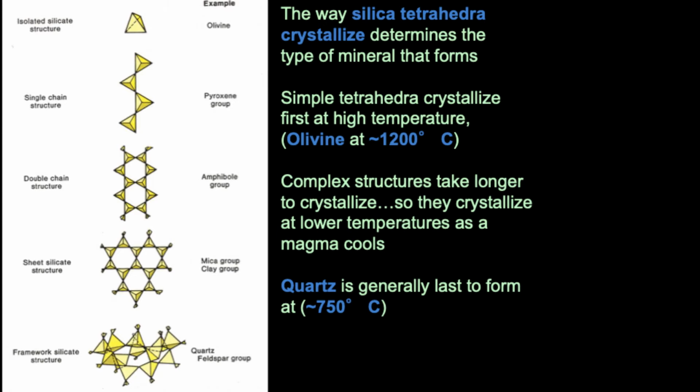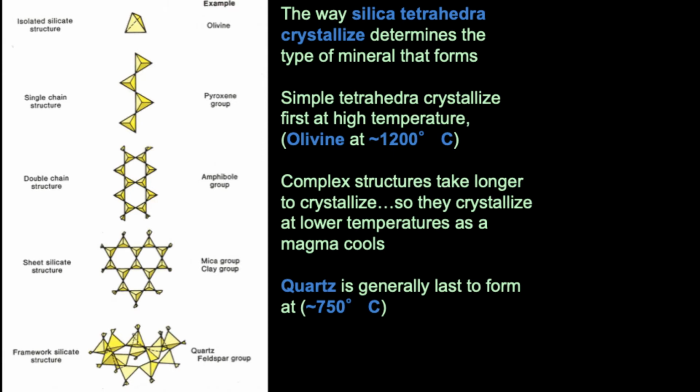And so the next image is a lot like what I was just telling you, but it's a different illustration just to show you another way to think about it. So here you can see a single tetrahedra at the top. You can see a single chain after that. That's the pyroxenes. Then you see the double chain. That's the amphiboles. That's like hornblende. And then you can see the sheet structure. That's the micas, but also the clay minerals are that way as well. So kaolinite is one of those you're going to see when we get to sedimentary rocks. And then finally, you get down here to the quartz and the feldspars, and that's the complex three-dimensional structures here.